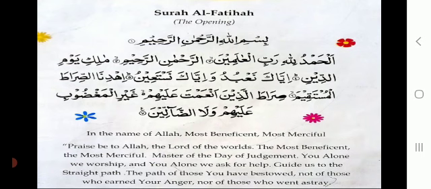Bismillahirrahmanirrahim. Alhamdulillahi Rabbil Alameen. Ar-Rahmanir-Rahim. Maliki Yawmiddin. Iyyaka na'budu wa iyyaka nasta'een. Ihdinas-siratal-mustaqeem. Siratal-ladheena an'amta alayhim ghayril-maghdubi alayhim wa lad-dalleen. So this is our surah called Surah Al-Fatiha.